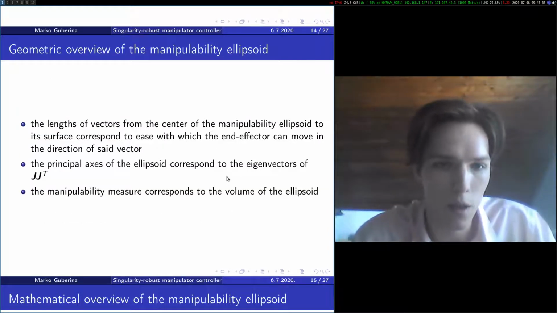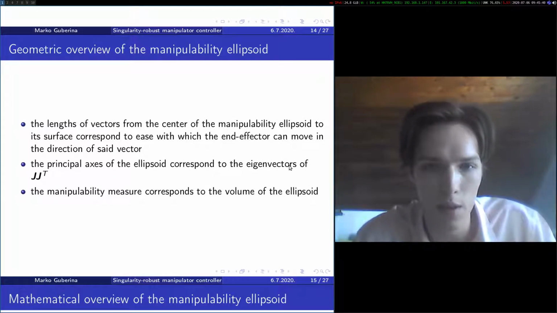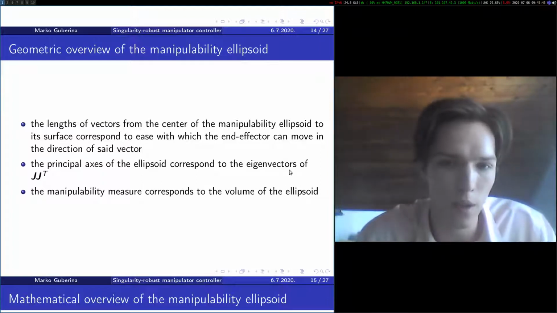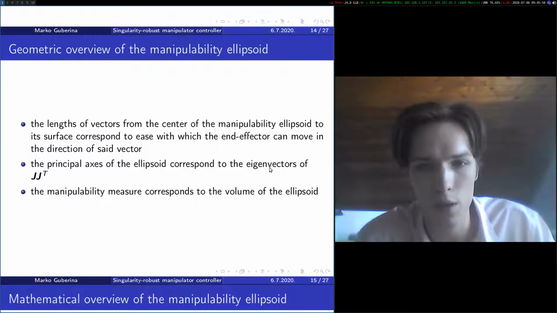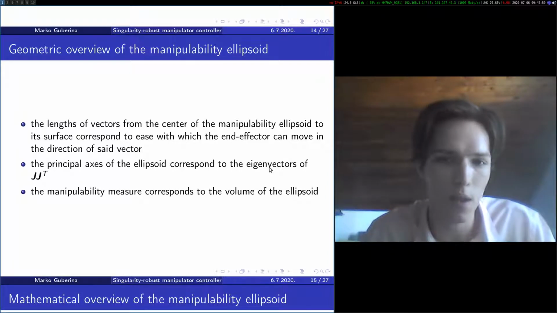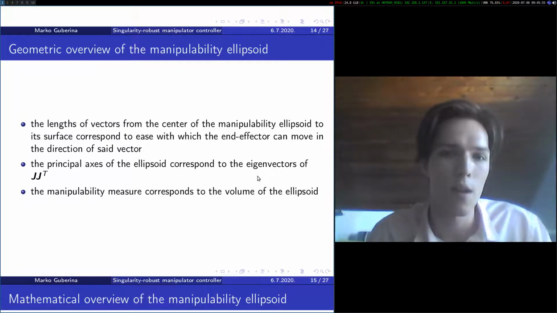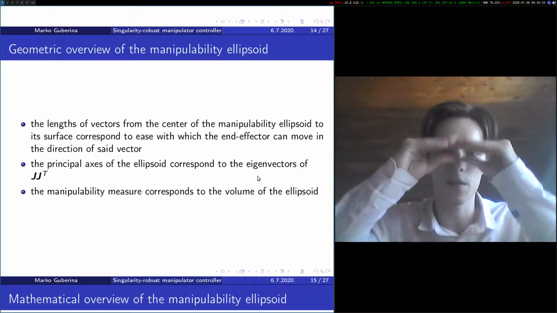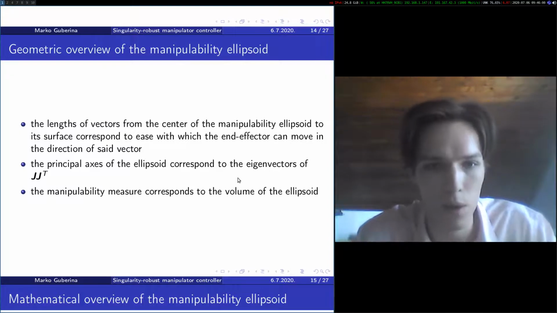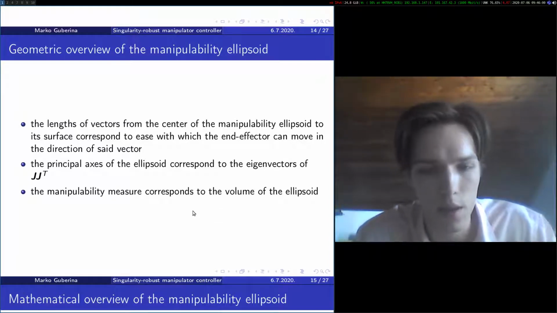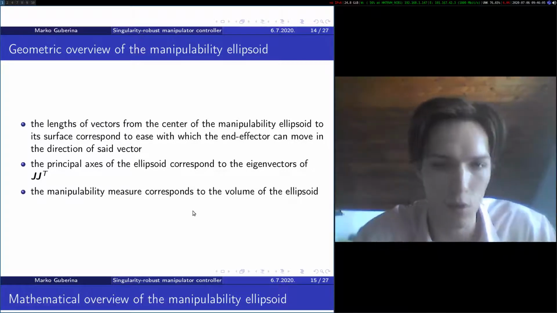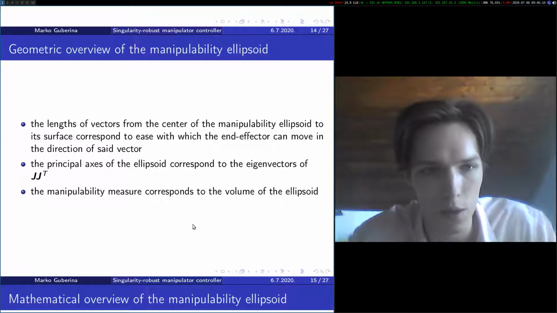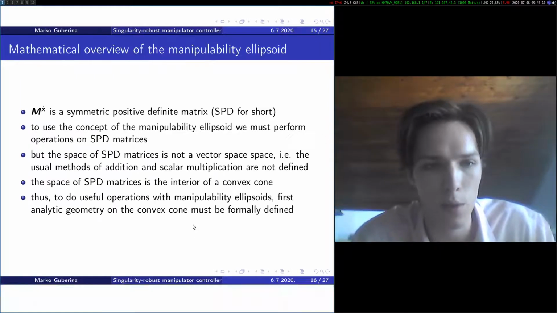So basically we have a matrix, which is this matrix. It describes the ellipsoid. Then we do eigenvalue decomposition of it, and the eigenvectors tell us the principal axes of the ellipsoid. In order not to be in a singularity, we want that no principal axis has length 0, meaning that the ellipsoid collapses, and that's what we want to avoid. So we'll use these ellipsoids to transform the current manipulability ellipsoid into something else, and by doing that we will avoid singularities.